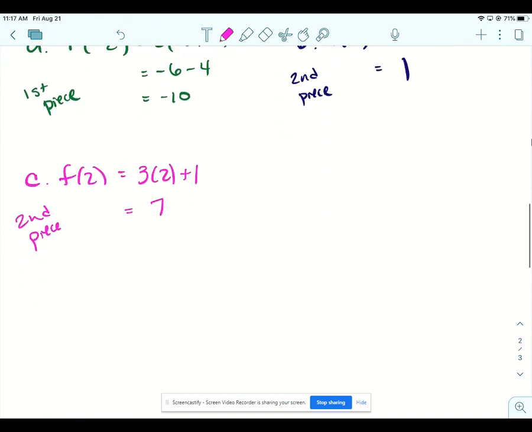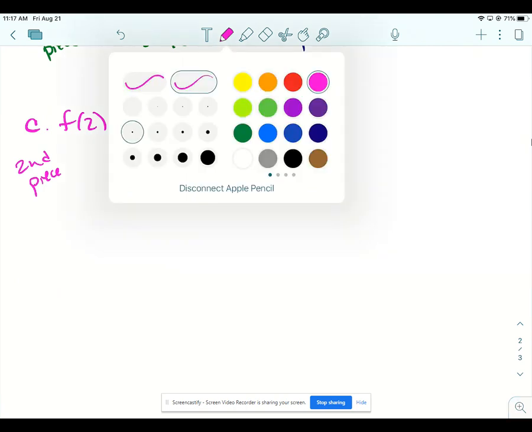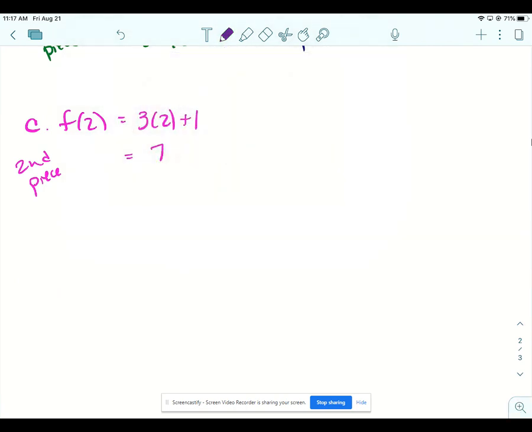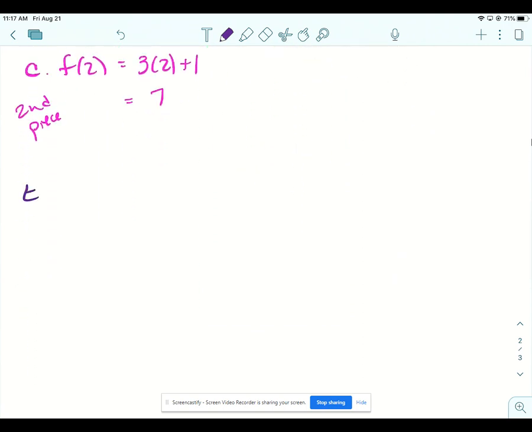All right, so that's how you evaluate piecewise functions. You are not, and I repeat, not going to put the number into both pieces when you're evaluating. Only one piece.